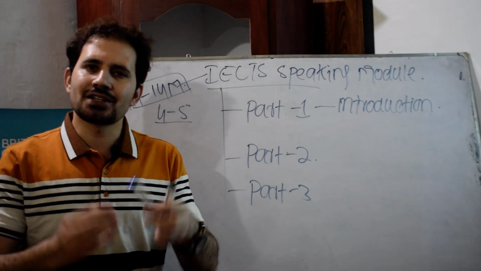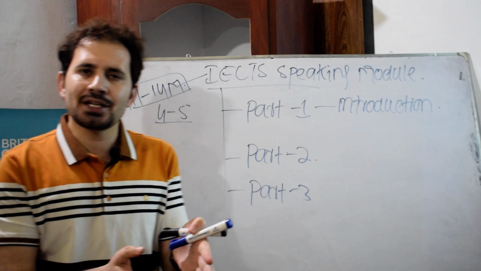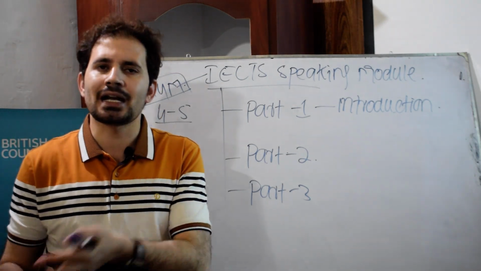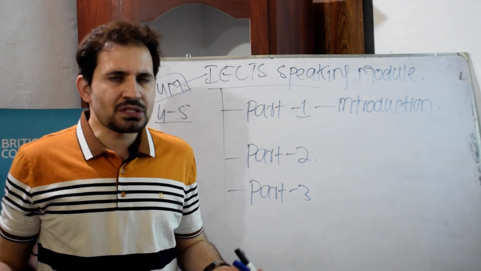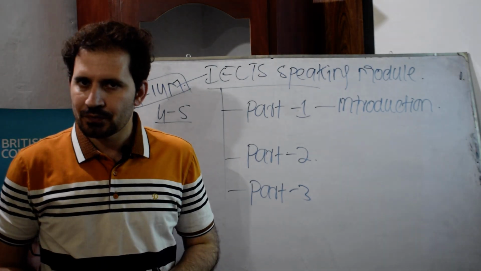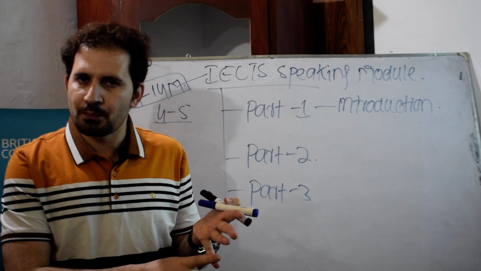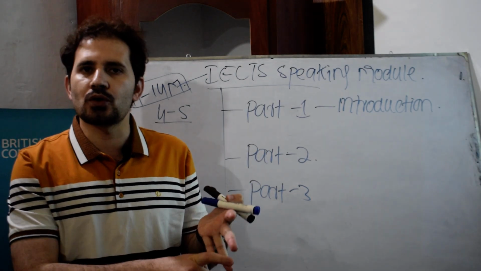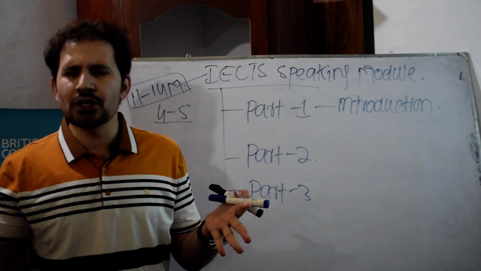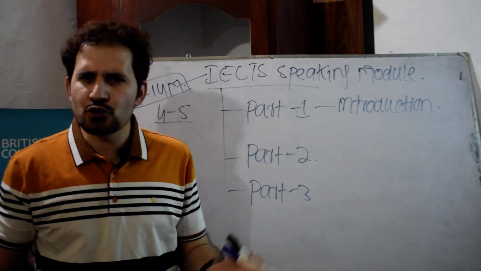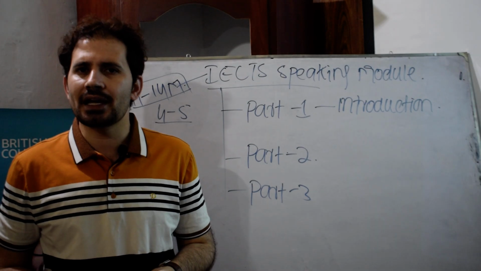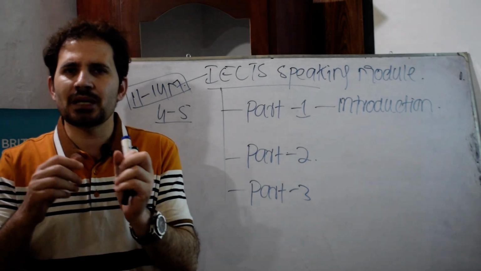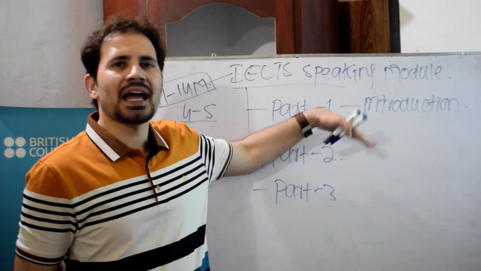For example, the examiner can ask about your likes and dislikes, your hobbies, or something related to you, such as your education background, your interests, what sort of sports you like, what kind of weather you like. So very easy types of questions can be asked and you will give answers.